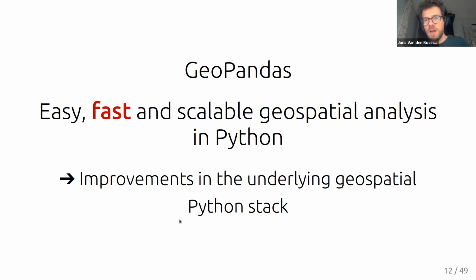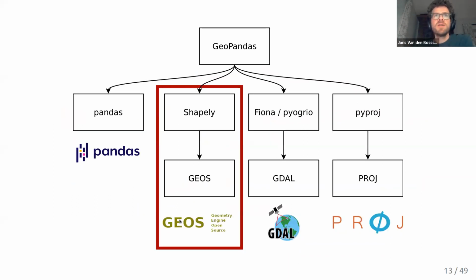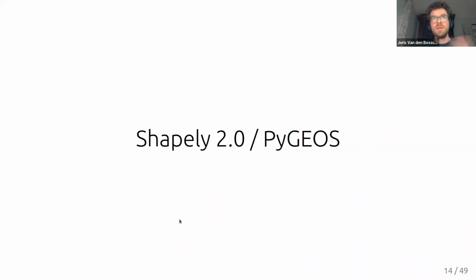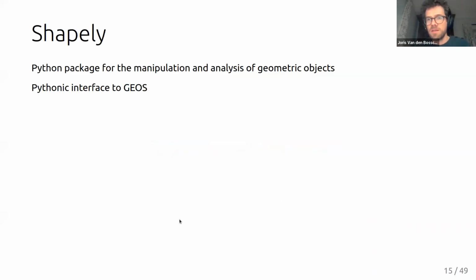So how can we make GeoPandas faster? As a start, in the end, GEOS is the core of GeoPandas. It's the library that provides, on top of the table functionality of pandas, all the geospatial functionality to work with your geometries, to perform overlays, predicates, all kinds of transformations, etc. So the library that we use in GeoPandas is Shapely.